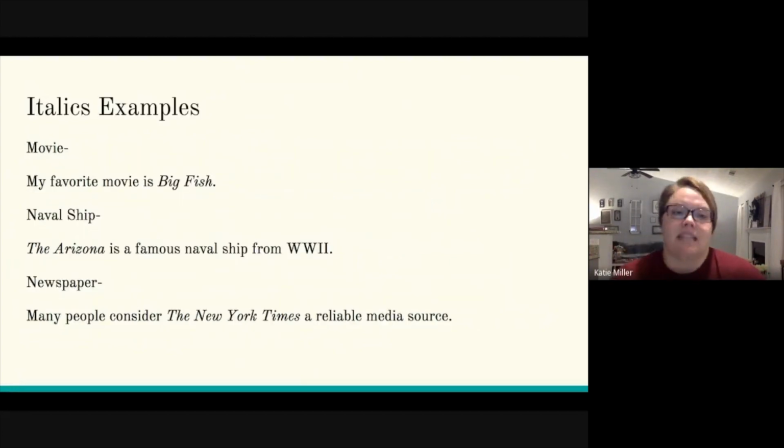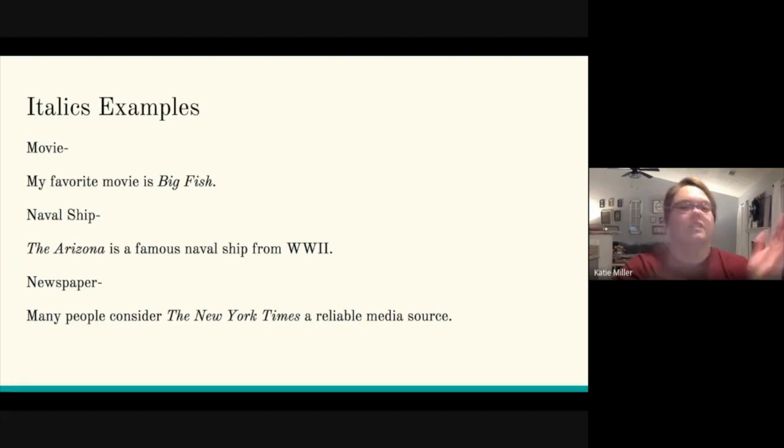So here's some examples. If I'm talking about a movie, my favorite movie is Big Fish. It's in italics. It's the name of the full movie. Naval ship. All right. The Arizona is a famous naval ship from World War II. It's the one that was in Pearl Harbor that got sunk. So Arizona, right, the name of the ship is in italics. So if we're talking about a newspaper, many people consider the New York Times a reliable media source, right? The New York Times is the name of the newspaper, so it's in italics. It's a big thing, so it's in italics.